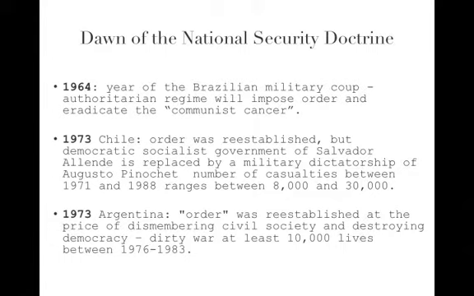In 1964, the Brazilian military overthrows a democratic government, a democratic president, in order to impose order and rid the country of communist cancer. In 1973, the democratically elected socialist government of Salvador Allende is also overthrown by a military dictator, or what would eventually become a military dictatorship. And the number of casualties that this dictatorship caused is difficult to establish. The numbers range from 8,000 to 30,000 dead between 1971 and 1988. And the reason why it's so difficult to have an accurate number is because so many of the bodies were never recovered.